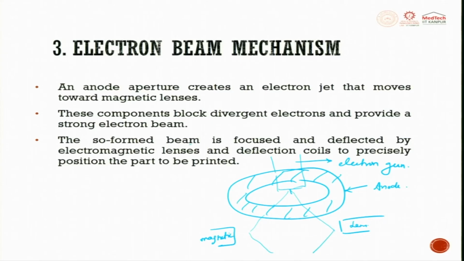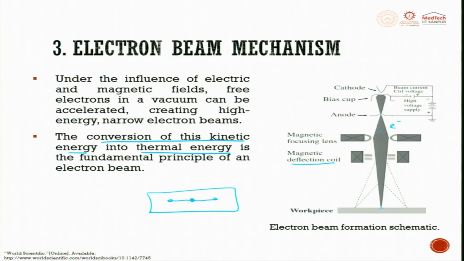The so formed beam is focused and deflected by the electromagnetic lens and deflection coil to precisely position the part to be printed. So, this is what we are trying to talk about. So, these are deflection coils, these are focusing lens, and this is the anode orifice you have, right. So, through this, and you have a thermal, this is tungsten carbide electron is there. Then you have a biased cup where you give the higher supply voltage.